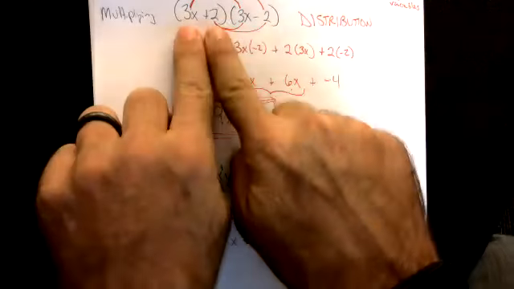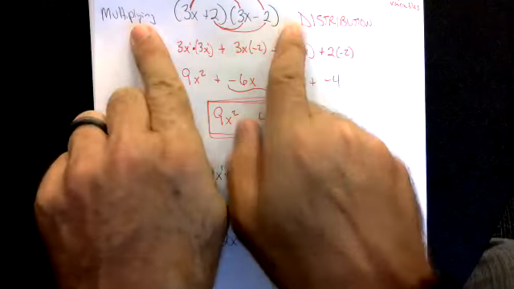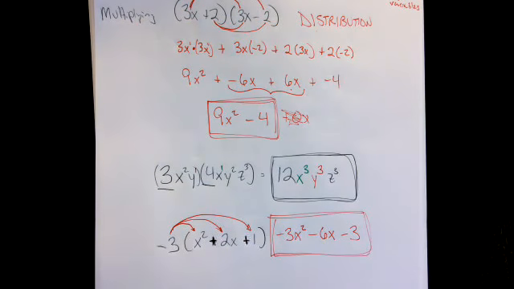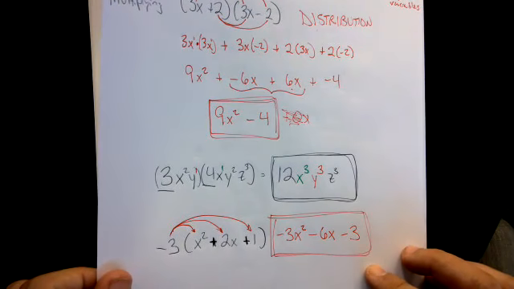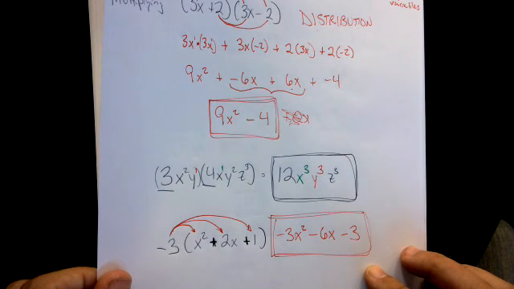And as you can see, the more stuff you multiply, the more distribution you have to do, and the bigger the problems get. Okay, I want to do 2 more examples from this, just to kind of get some practice with it.